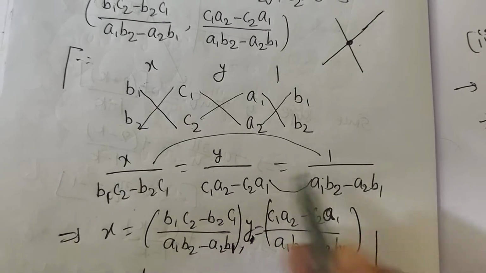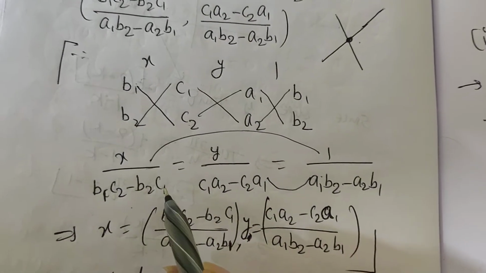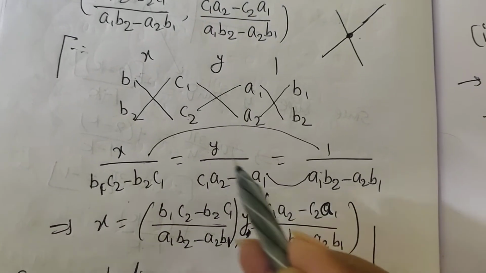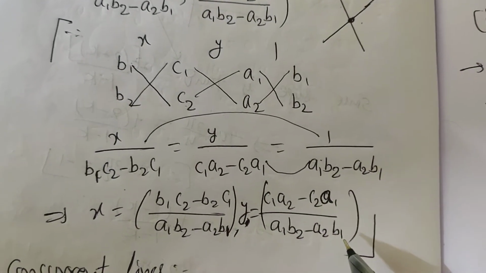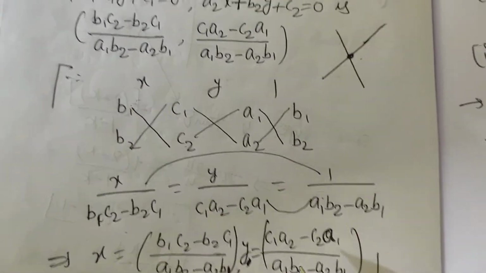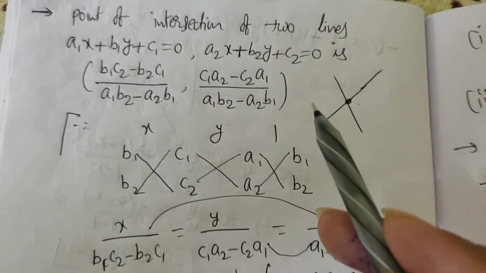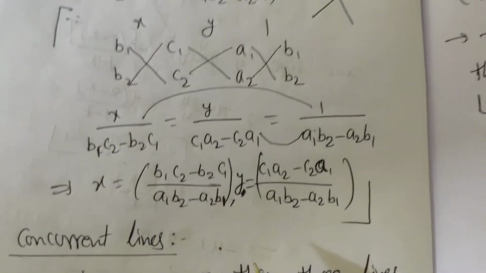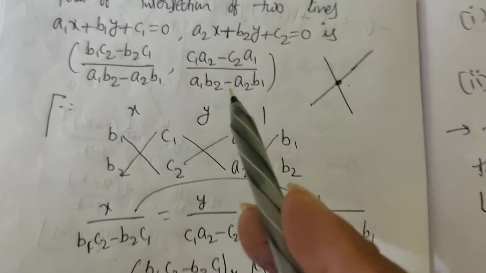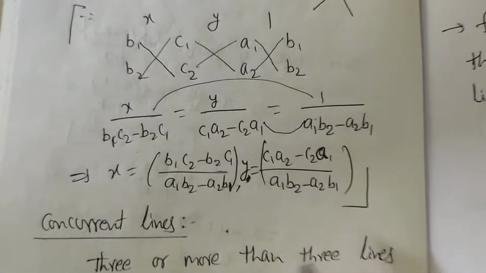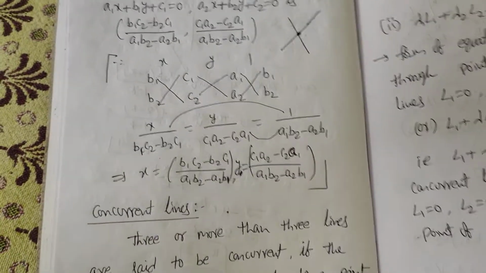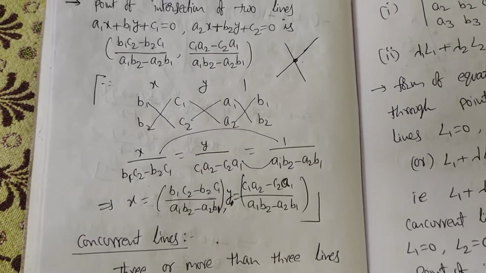So x is equal to, transposing here, b1 c2 minus b2 c1 by a1 b2 minus a2 b1. y is equal to c1 a2 minus c2 a1 by a1 b2 minus a2 b1. This is the point of intersection of the given two lines. If you remember this formula, you just directly apply it. Otherwise, you go for this procedure. No problem. So next one, concurrent lines.